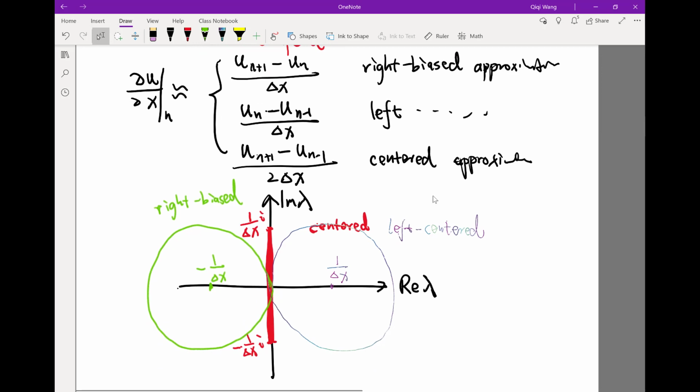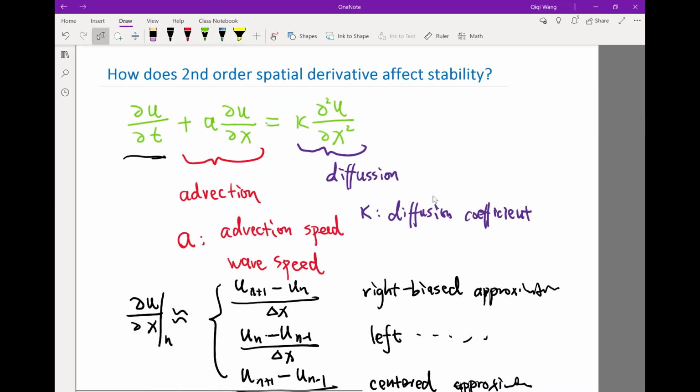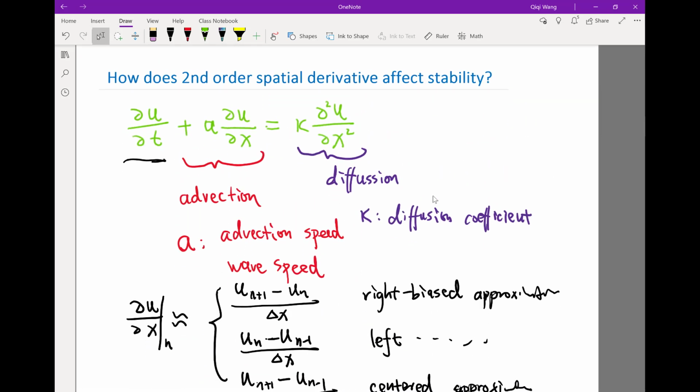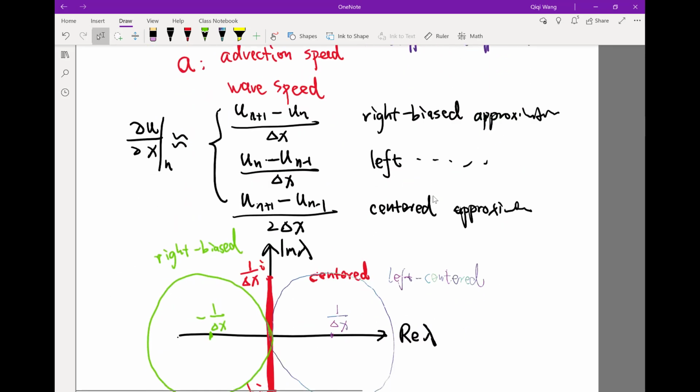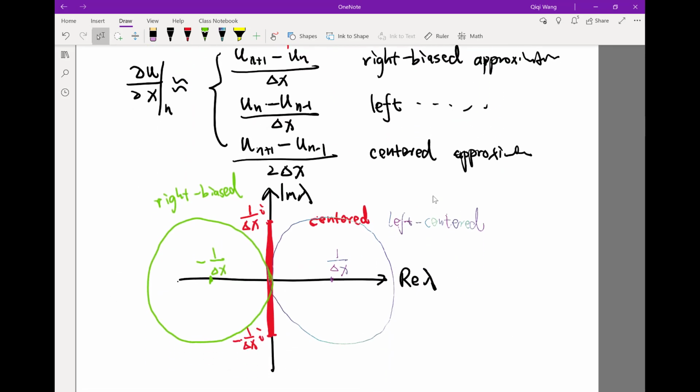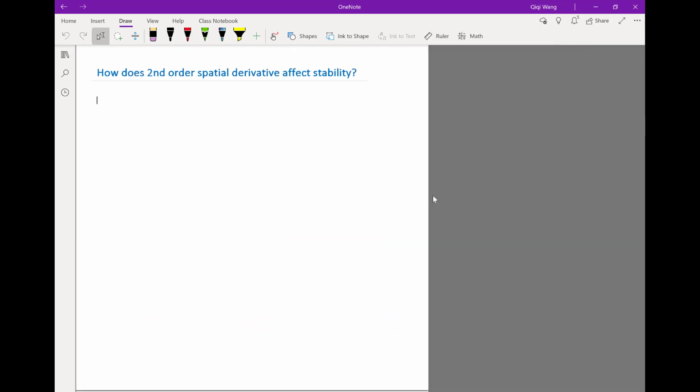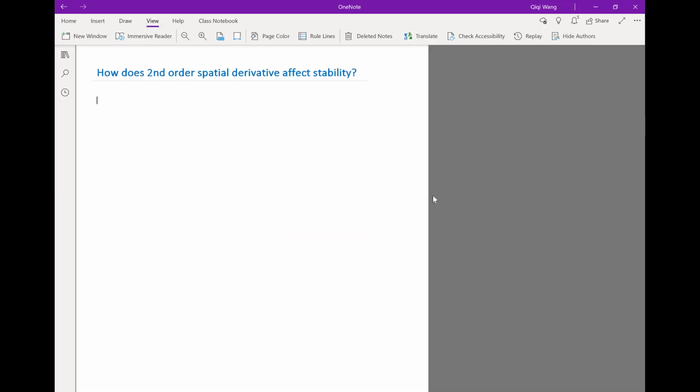Okay, but this is only true when you have a pure advection. When you have a diffusion, we have not started looking at what kind of eigenvalues we get. So this is what we are going to be looking at today. If we have a diffusion scheme, how would that affect the stability of our numerical solution?